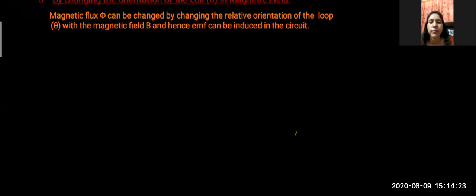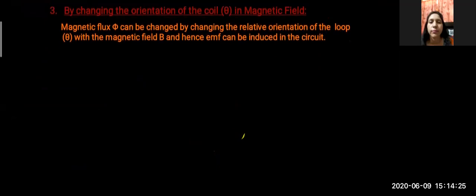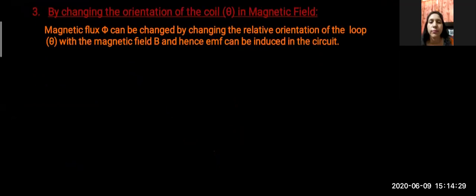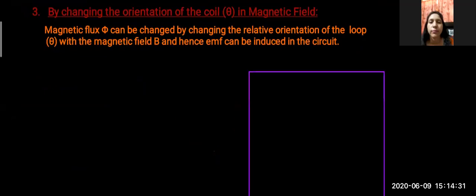Okay. Now the third point is by changing the orientation of a coil in a magnetic field. Magnetic flux phi can be changed by changing the relative orientation of the loop with magnetic field B, and hence EMF can be induced in the circuit.